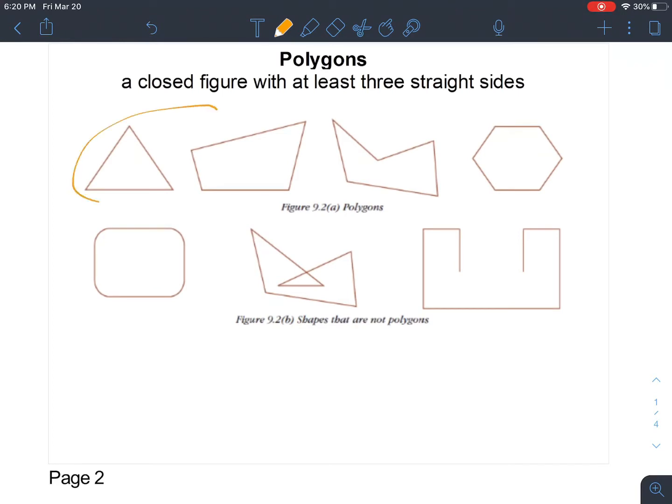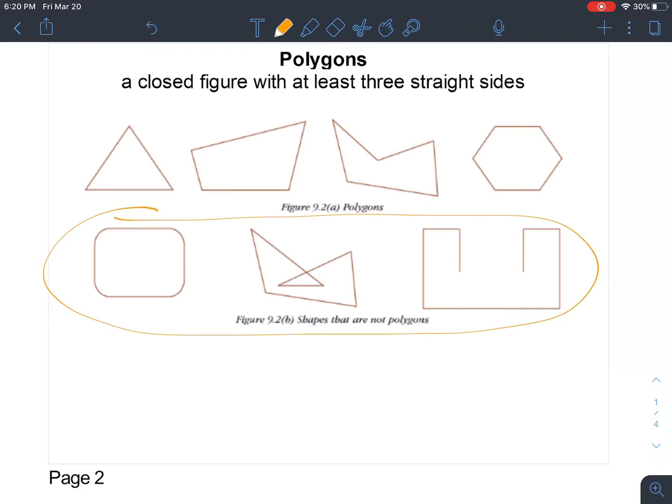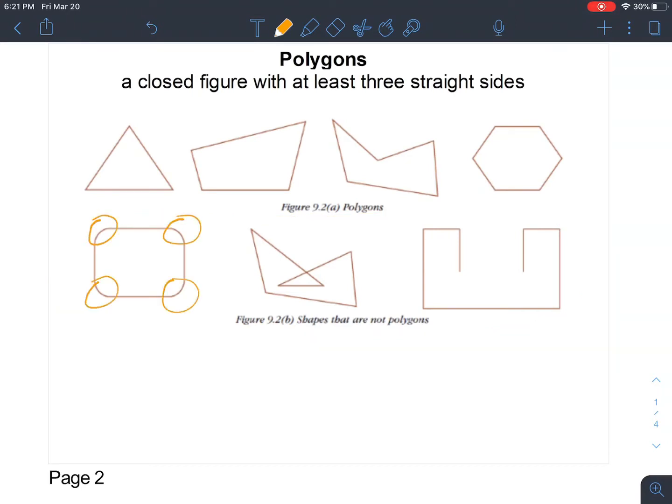So up here at the top I have included examples of polygons, and then down at the bottom are ones that are not polygons. The first one is not because the corners are rounded, so not all of the sides are going to be straight, and actually there's really just one continuous side, I suppose.